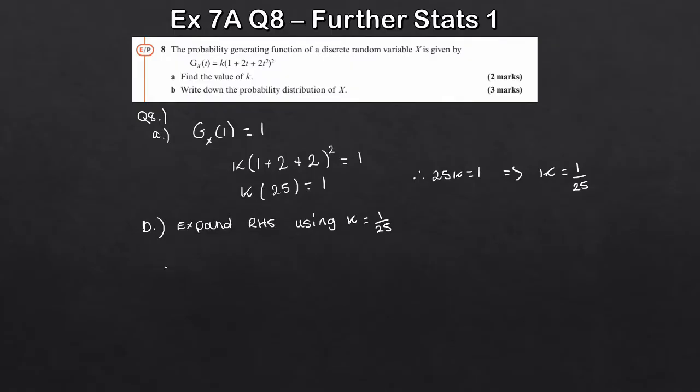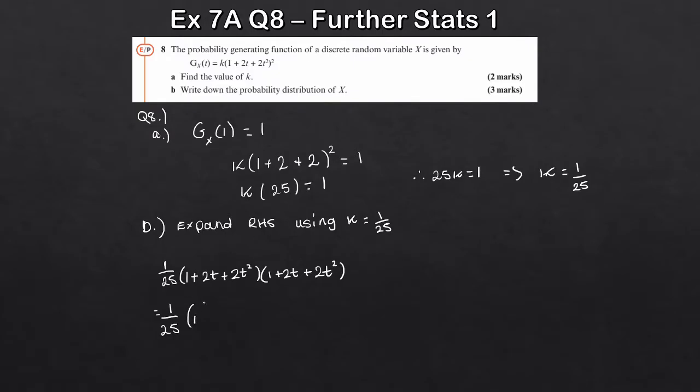So if I expand this, so this is k, so 1 over 25 times (1 plus 2t plus 2t squared) times (1 plus 2t plus 2t squared). Okay, so we need to multiply these two brackets out. So I'll have a 1 over 25 on the outside. What I'm going to do now is just put everything in one bracket here, so I'm going to multiply everything across. So 1 times 1, 1 times 2t and then 1 times 2t squared. And then move across, so I'm going to do 2t times 1, 2t times 2t and so on. So let's start doing that.